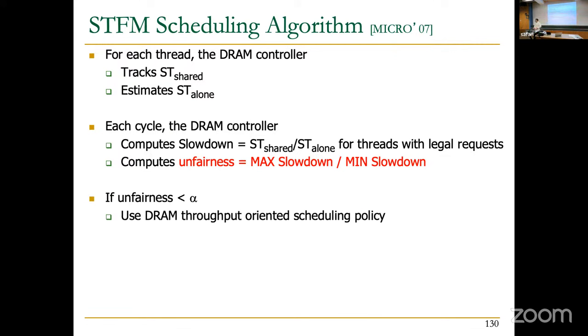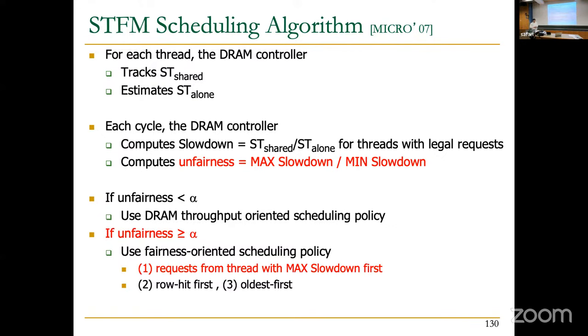And if unfairness is smaller than a threshold that we determine, we will use the DRAM throughput-oriented scheduling technique, that's just FRFCFS, because we deem the system to not be unfair. The system is fair, so we can just use the throughput-oriented scheduling policy. If unfairness is greater than that threshold, we use a fairness-oriented scheduling policy that schedules the requests from the thread with the maximum slowdown first, and then row hit first, and then oldest first. Basically, we add another condition to our FRFCFS scheduling policy.